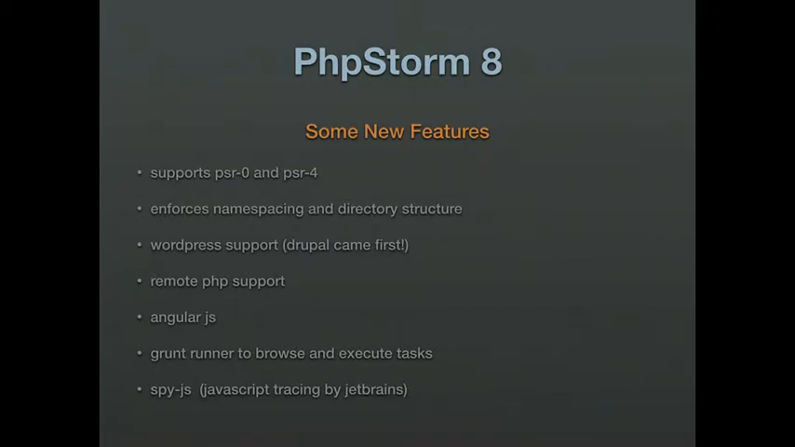I'm like, that's a bad idea. But these are some of the new features. PSR-0 and 4 support for the namespacing for PSR, WordPress support, remote PHP support, Angular, Grunt Runner, something called Spy.js, which I thought was funny when Frederick mentioned in his keynote that probably some JavaScript library just came out that you don't know of. Maybe it's that one.